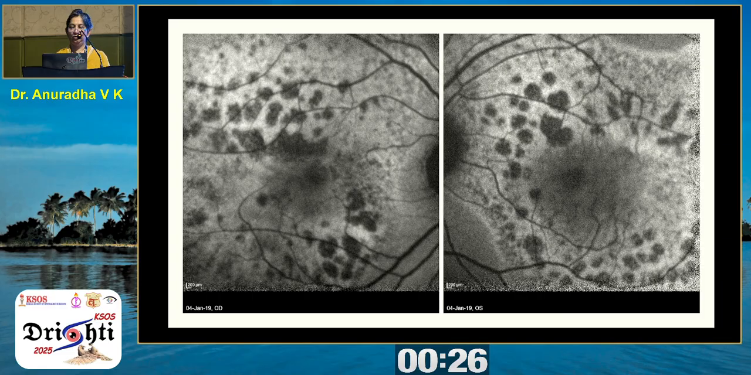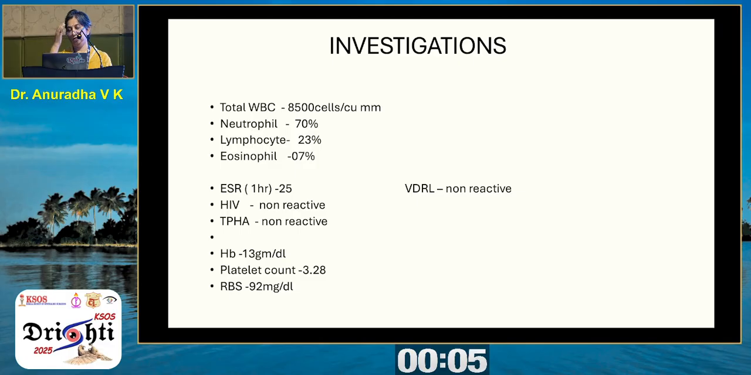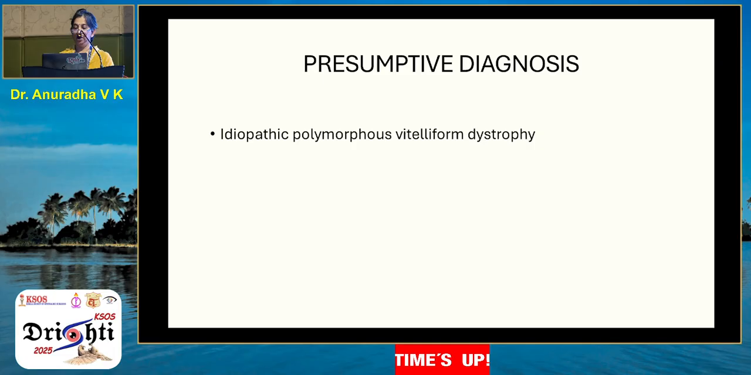The autofluorescence showed a confluent hyperautofluorescence corresponding to the hyperreflective RPE, and the discrete hypofluorescence corresponds to the gaps in the RPE, and the FFA is a mirror image of the autofluorescence. His baseline blood tests were all normal. Even ESR, for somebody of his age, would be considered normal.